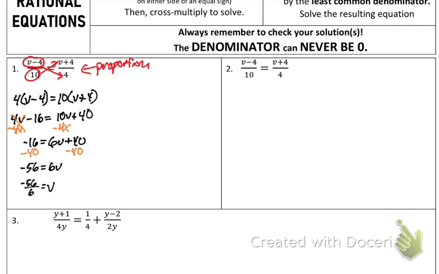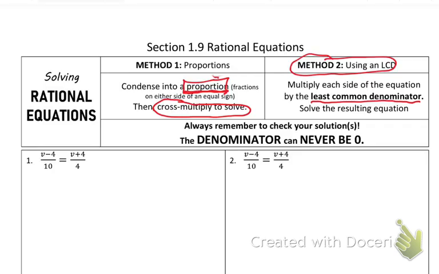We can simplify both these because 2 goes into 56, 2 goes into 6. So we're going to divide the top by 2, giving me a negative 28. We'll divide that 6 by 2, and we'll have 3. We have v equals a negative 28 over 3. That is when we use our cross multiplication because we have a proportion. Now, just because we have a proportion doesn't mean we have to use method 1. We can always use method 2. That's why I say it's the better one.